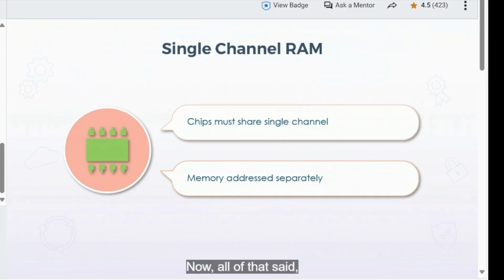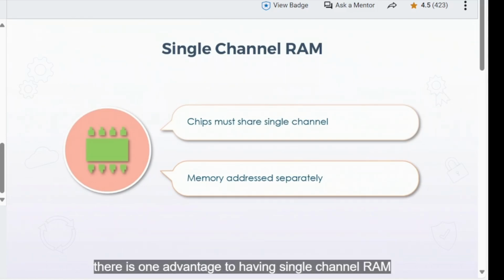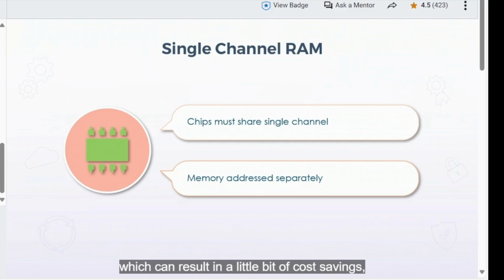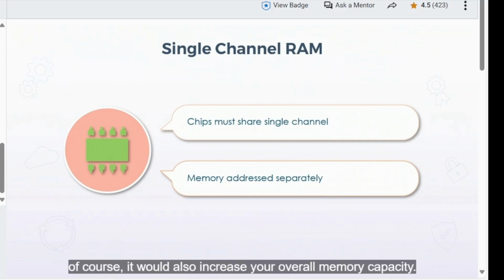Now, all of that said, there is one advantage to having single-channel RAM in that it supports the use of only one physical chip, which can result in a little bit of cost savings. But if you're using dual-channel RAM, which we'll see in our next presentation, in order to take advantage of the dual-channel architecture and its benefits, you have to use two physical chips, which of course would increase your cost as opposed to having to only buy one chip. But that said, of course, it would also increase your overall memory capacity.